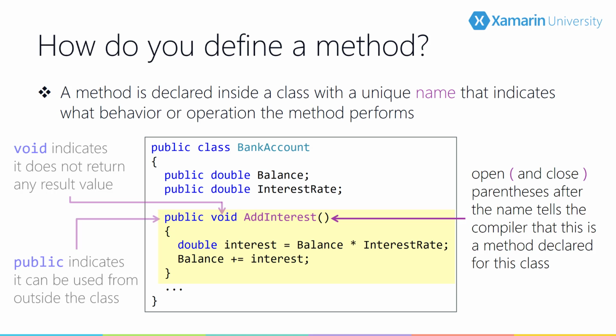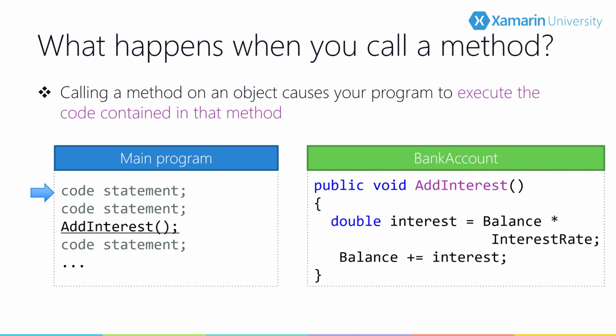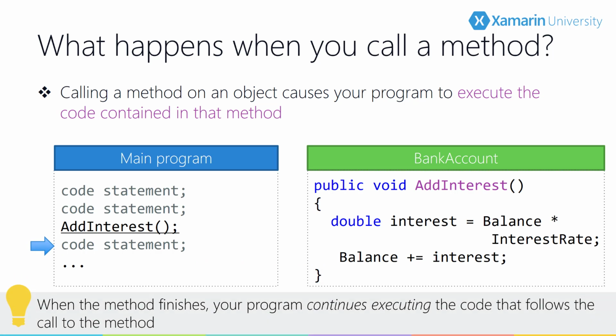So what happens when we call a method? So here's a little setup. On the left-hand side, we have the main program, so the main method. And the right-hand side, we have a bank account class. So we start off, we execute some random code statements, and then we hit the add interest method. The program's flow stops there, and it jumps into wherever that method is defined. And it executes the code inside of the method, and then it jumps back and continues on where it left off. So the method will finish all of its code before it continues execution from where it left off. That's something that you need to understand.